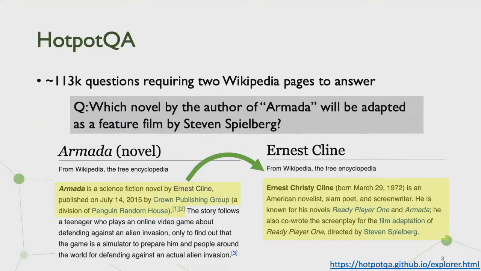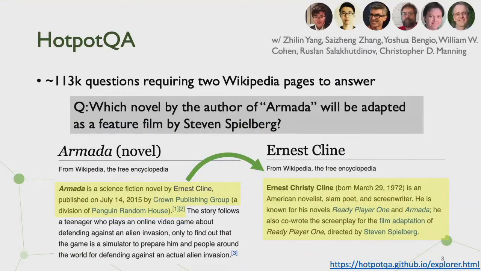One of them is you would need to reason about multiple supporting facts. And another side of this is you want to encourage people to build systems that actually find these two Wikipedia articles from Wikipedia. More about it later. This is joint work with my collaborators Julian and Saijun.